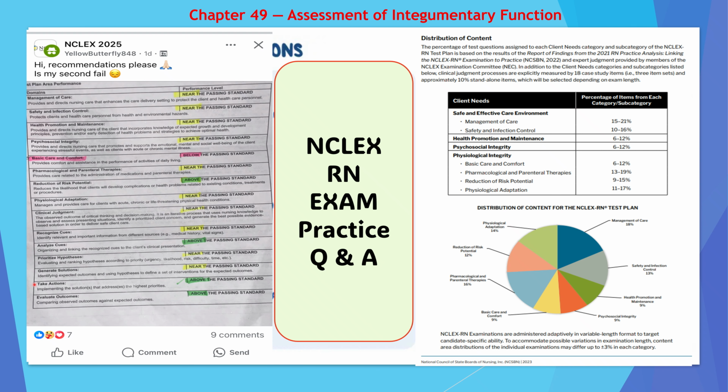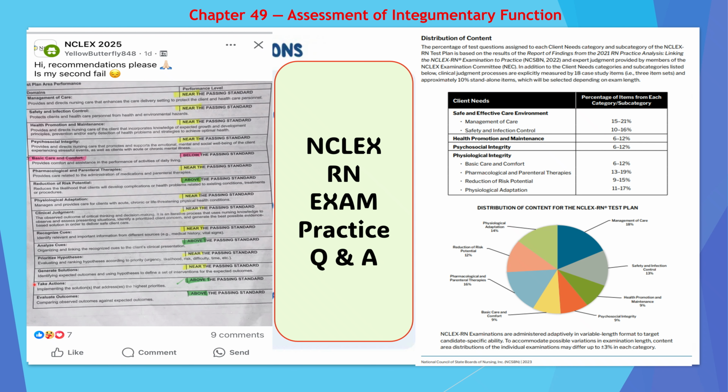The prioritize hypotheses step is about what could happen if the patient's symptoms are not effectively managed. Generating solutions: what treatments are included to manage the patient's condition.